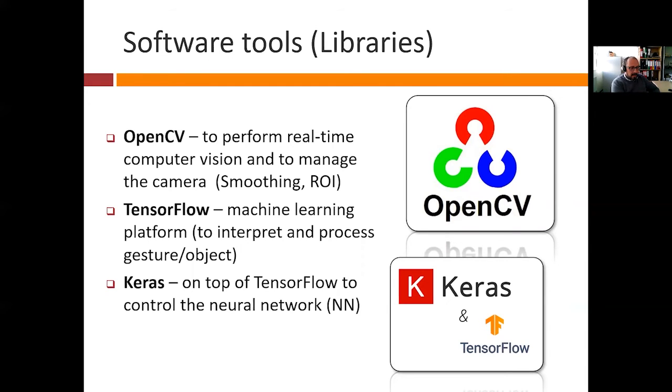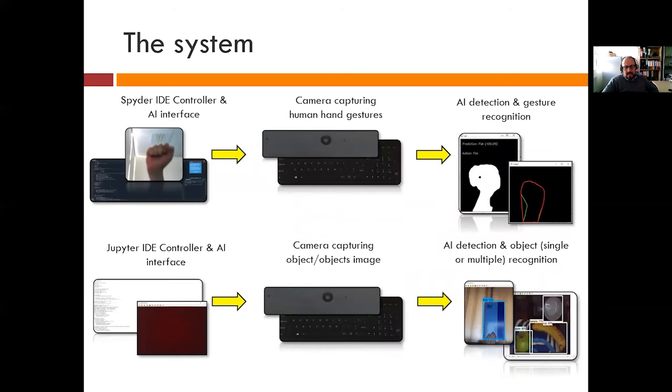So when you set up the system, what you have is a Spyder IDE controller, but also a Jupyter IDE controller, which we call the AI interface. And then you have the camera. Here we miss the part about how we train the system and so on. But if you're interested in more details, you can also contact us and we will send some details, because I think it can be interesting.